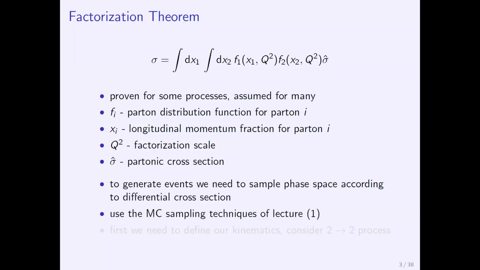To do it, we need the MC techniques that we had from lecture 1. Specifically, we need to be able to do this type of sampling that we had. And on top of that, we really need to think for a long time about the type of kinematics that we have to make sure that this type of sampling is something that's tractable and fast.